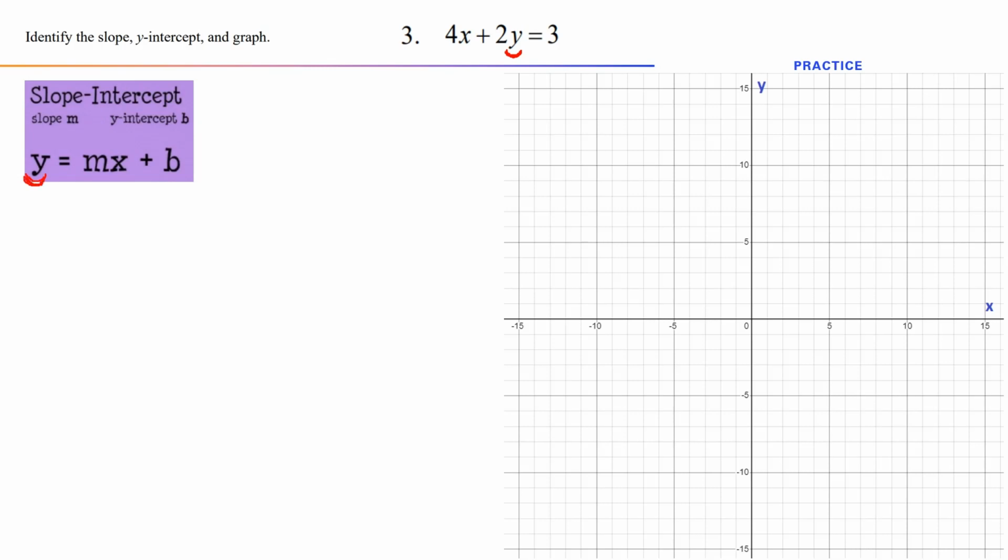So we subtract 4x from both sides, minus 4x. What we have on the left-hand side is 2y equals minus 4x plus 3. Now we divide both sides by 2. We have y equals negative 4 divided by 2, negative 2x, plus 3 over 2.